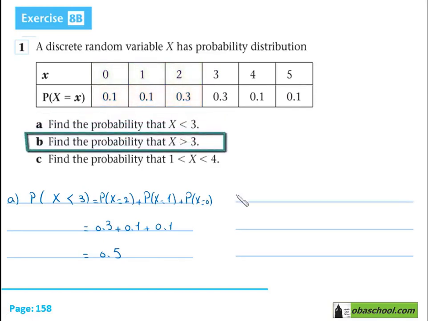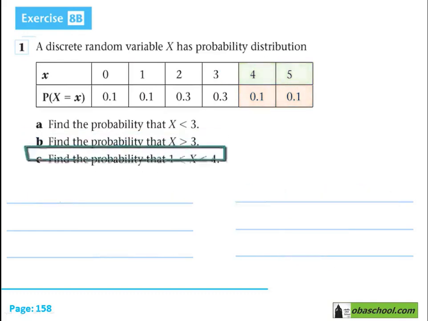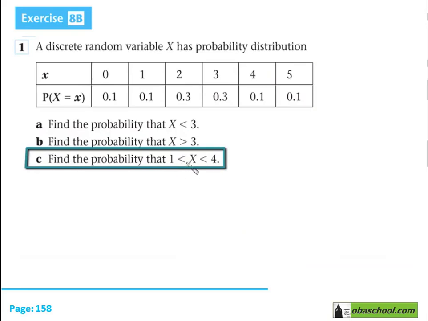Now for part B, find the probability that x is greater than 3. So here we write, find the probability for x greater than 3. Also here, the 3 is not included because we do not have equality. So we neglect the 3 and we take 4 and 5 because they are greater than 3. So, equal to probability of x equals 4 plus probability of x equals 5. Look at the probabilities. We have 0.1 plus 0.1. The answer is 0.2.